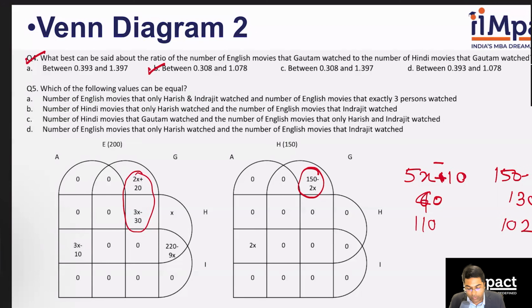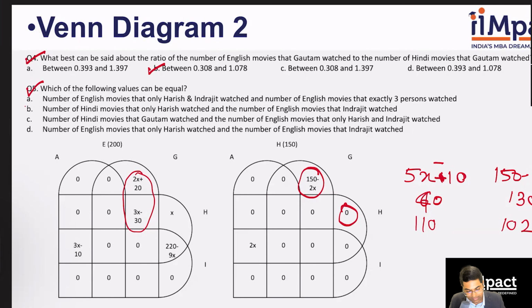The last question is just asking which of the following values can be equal. We already have all the values. We just need to see all the options, and whichever option you hit, just mark it. And that's the end of this set. Is this clear, guys? Any doubts in this set? Anybody who did not understand anything we did? Guys, if there are, please ask. This is the last time we are discussing Venn diagrams.